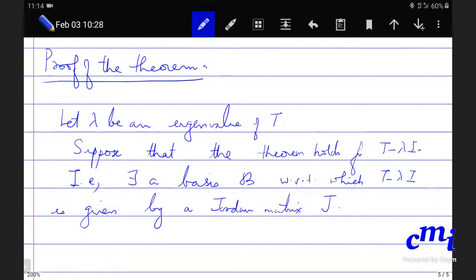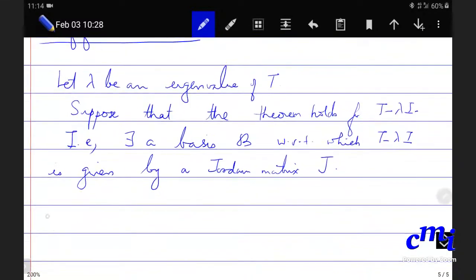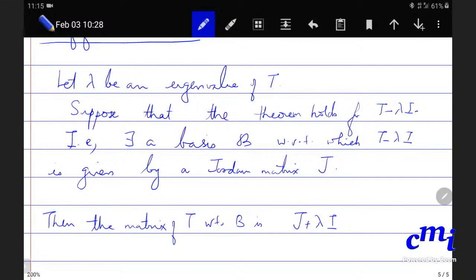So what does J look like? It is sort of lower diagonal. And the eigenvalues of J are on the diagonal. And then with respect to the same basis, the matrix of T with respect to B is J plus lambda I, right? Because J plus lambda I applied to some vector V is the same thing as T times V.